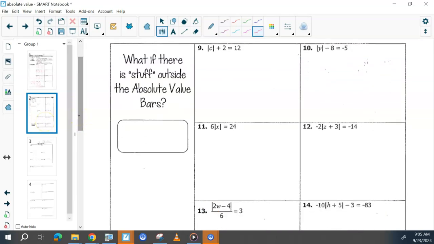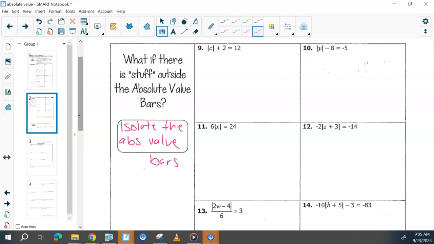Okay, in all the previous problems, we didn't have to isolate it. But now we will have things outside of the absolute value bar, so we will isolate the absolute value bars. So when we do this, we pretend whatever is inside the absolute value bars is like our variable that we're trying to solve for. We don't do anything with that until the very end.